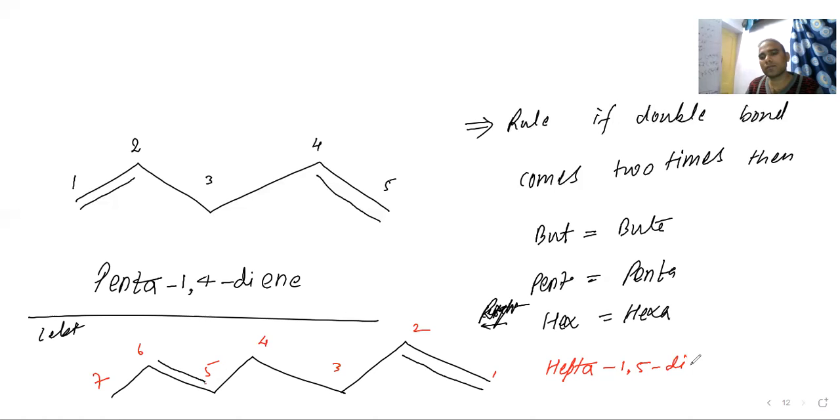Sir, I'm getting a bit confused. At which point should it be, 5 or 6? We choose the lesser number. Here, for the diene, 1, 2 is there, but we can't write 2, we have to write the lesser one, 1. Similarly, 5, 6 are there, so we write 5, the smaller one. Yes, sir. So if you want to write, you can write.